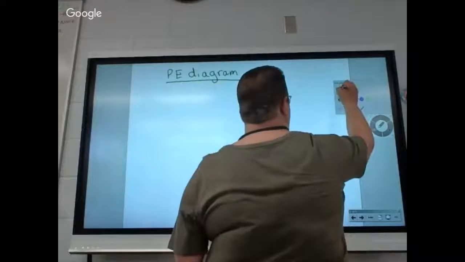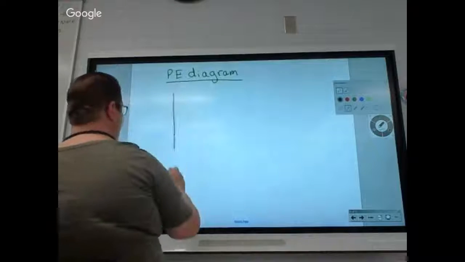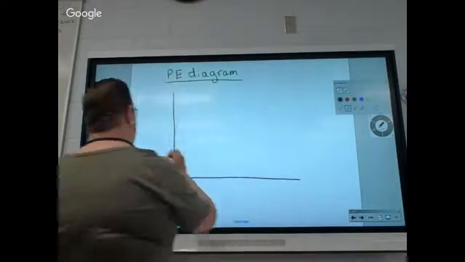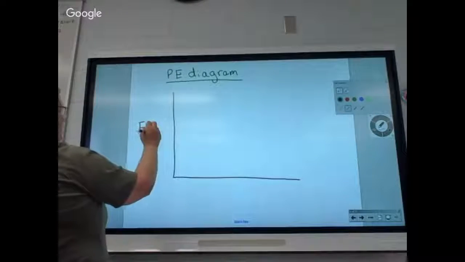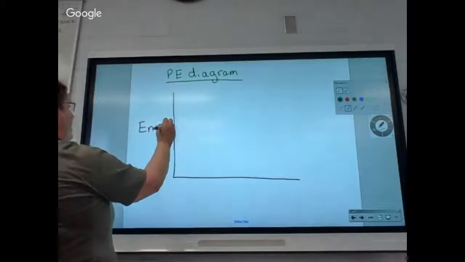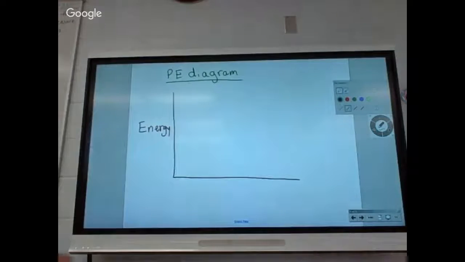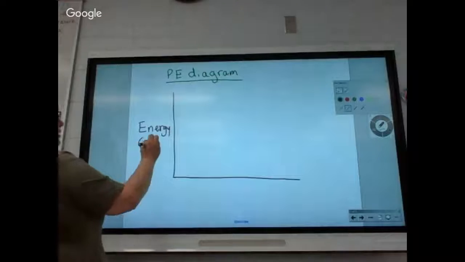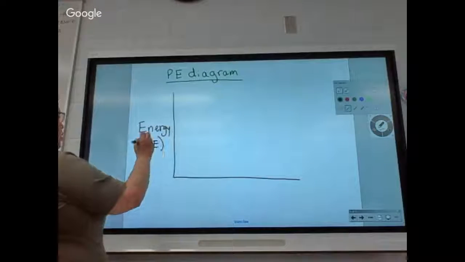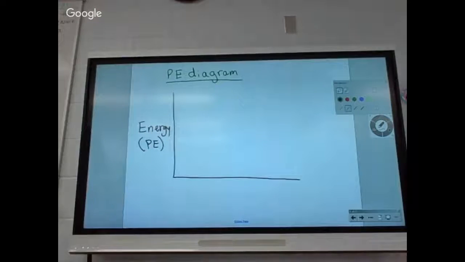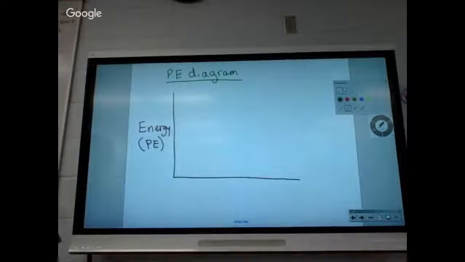So on our graph, all right, energy is always on the y-axis. Now, it might just say energy. It might say potential energy. It depends on who the author of the graph is as to which way they label it. They might just say energy. They might say potential energy. Truthfully, they can do it either way.